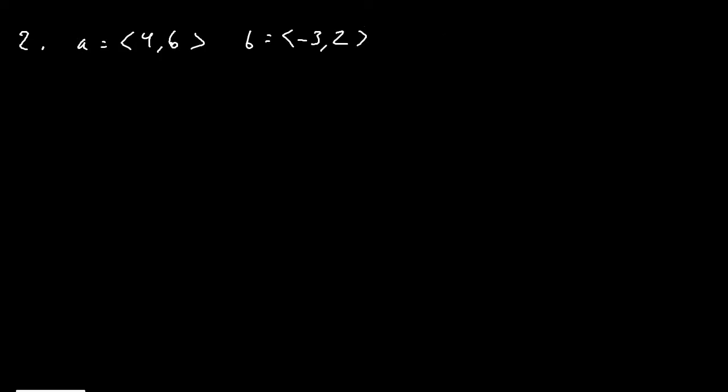So for number 2, we have A, which has its components 4, 6, and B, which has components -3, 2. And so let's go ahead and see whether it's orthogonal or perpendicular by testing out the dot product first. So A times B, the dot product, we're going to take 4 times -3 first. That'll give us -12, plus the y components being multiplied, so 6 times 2, which is 12. And so that gives us 0. And so right off the bat, since the dot product equals 0, we know that this is orthogonal or perpendicular.